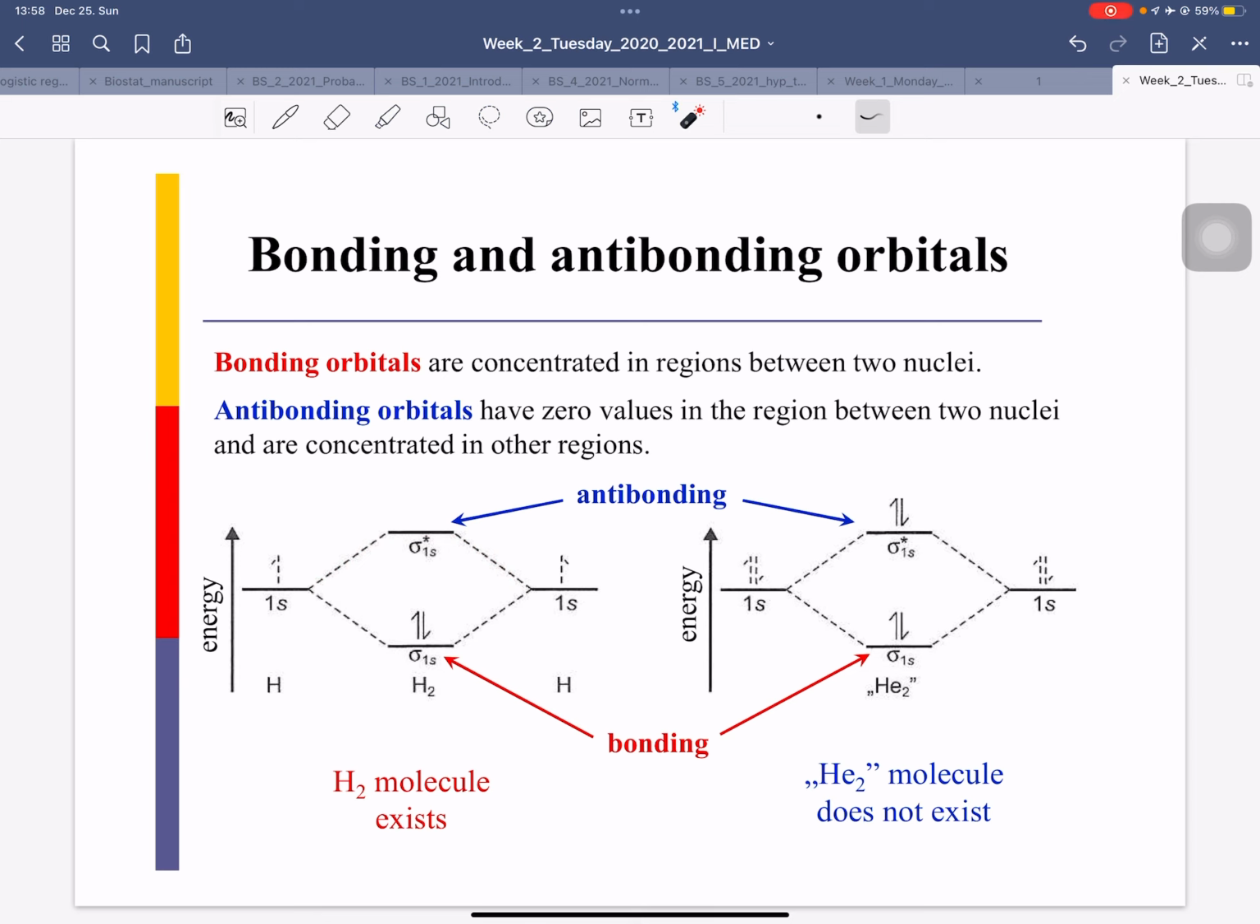But for helium, He2, which does not exist, if we would like to make it, in this case we can have both bonding and anti-bonding orbitals. The first one is lower energy, the second one is higher energy. And as you see here, we couldn't see this molecule in nature.